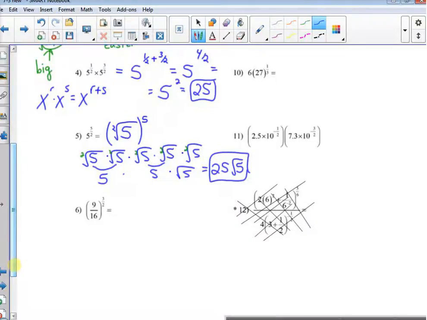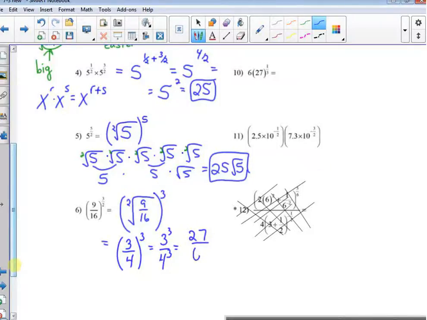Number 6, 9/16 to the 3/2. So I'm going to again put the 2 on the outside, the root, square root of 9/16 to the 3rd. And these are perfect squares, so do each one separately. The square root of 9 is 3. The square root of 16 is 4. And then I want 3/4 to the 3rd, which I just want 3 to the 3rd, 4 to the 3rd, which is 27 over 64.